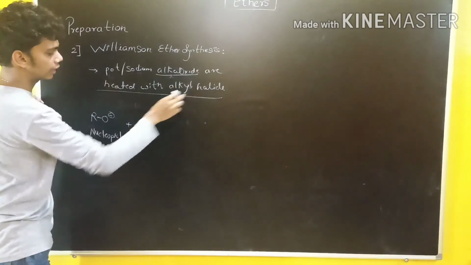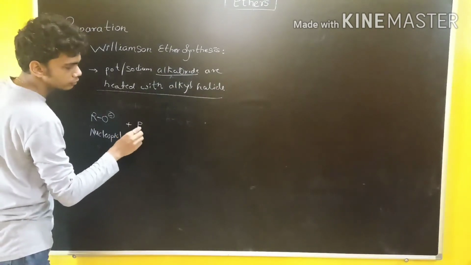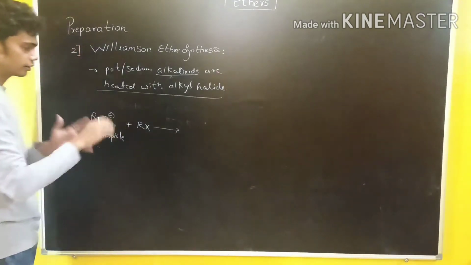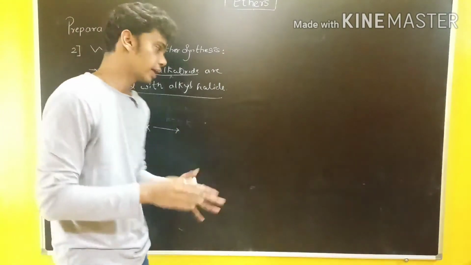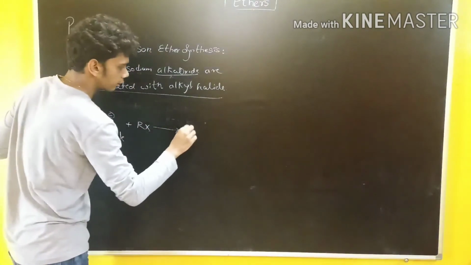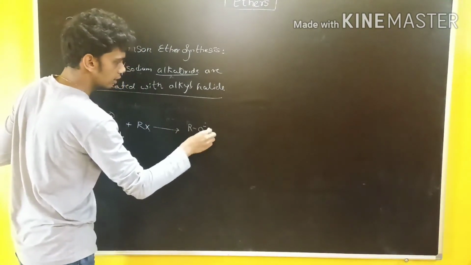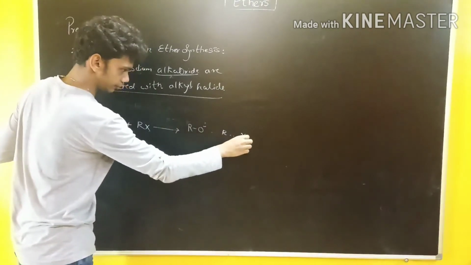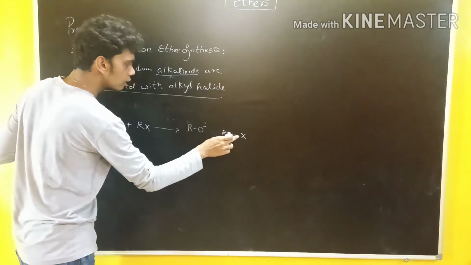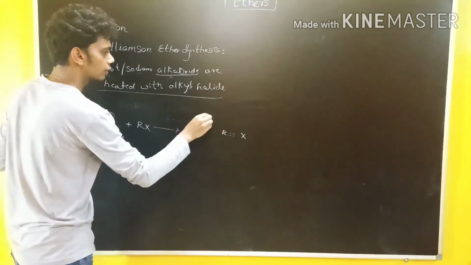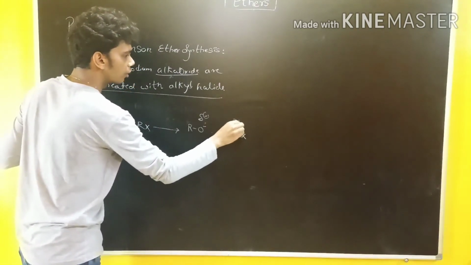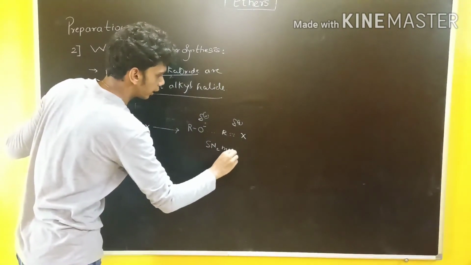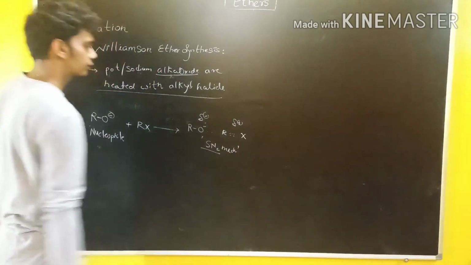Next, alkyl halide is there. So alkyl halide is RX. Now whenever they heat it up, they will follow the SN2 mechanism. What is the SN2 mechanism? See, RO minus reacts with RX. This bond is going to break. This has a partially negative charge and this has a partially positive charge. So this reaction follows the SN2 mechanism.